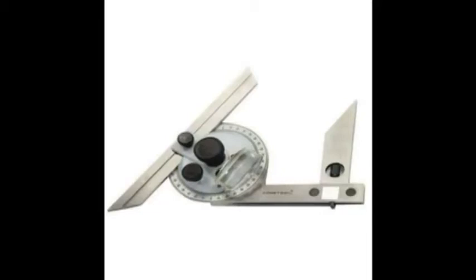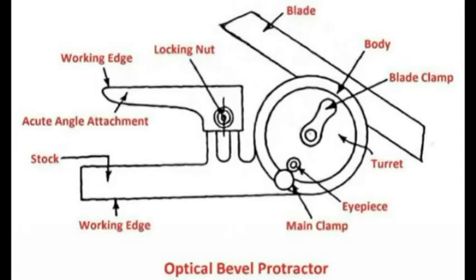So optical bevel protractor means optical bevel protractor is a simple extension of universal bevel protractor. Here we use a lens in the form of an eyepiece to facilitate easy reading of the projected scale. The blade is clamped to the dial by means of a blade clamper.